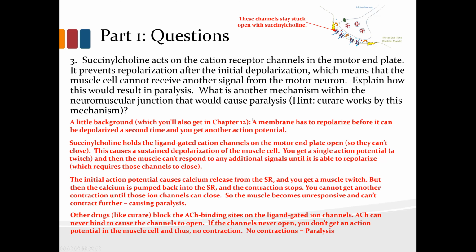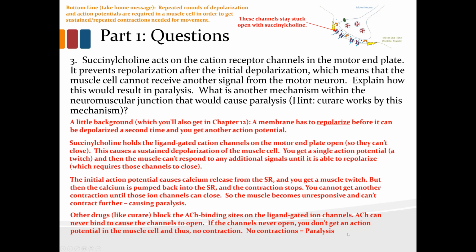Other drugs like curare actually block where the ACh binds. So they sit here in the place where acetylcholine normally binds, which means acetylcholine can't get past them to bind itself. And because they block it, acetylcholine can never bind to those channels to cause them to open. And if the channels never open, you never get an action potential in the muscle cell and thus no contraction. And if you don't have a muscle contraction, that is paralysis.